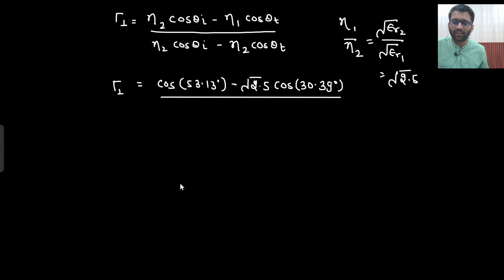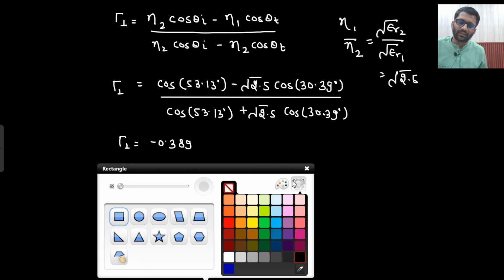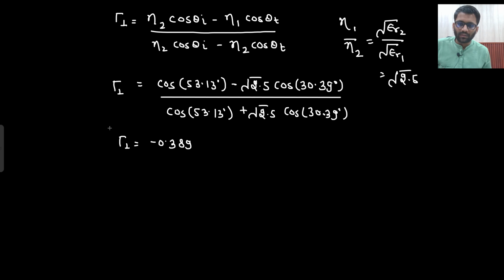And then divided by cos 53.13 plus under root 2.5 cos 30.39 degree. You need to do this calculation. When you do this calculation, your answer will come out to be minus 0.389. This is the answer. This is the value of the reflection coefficient.